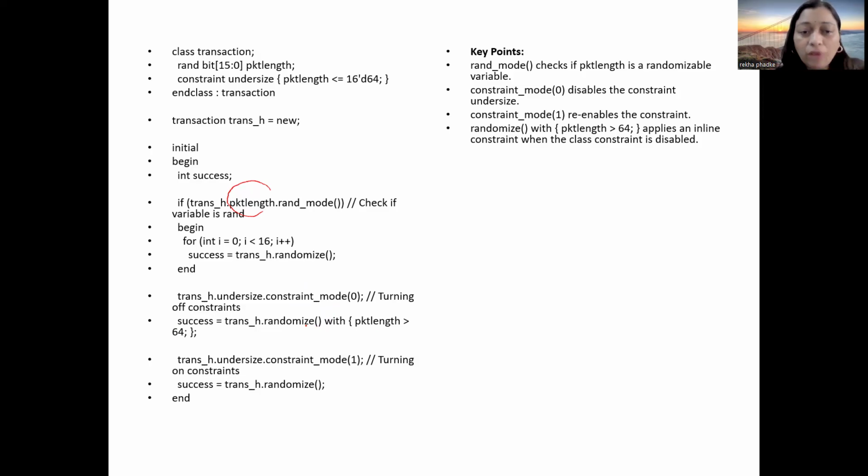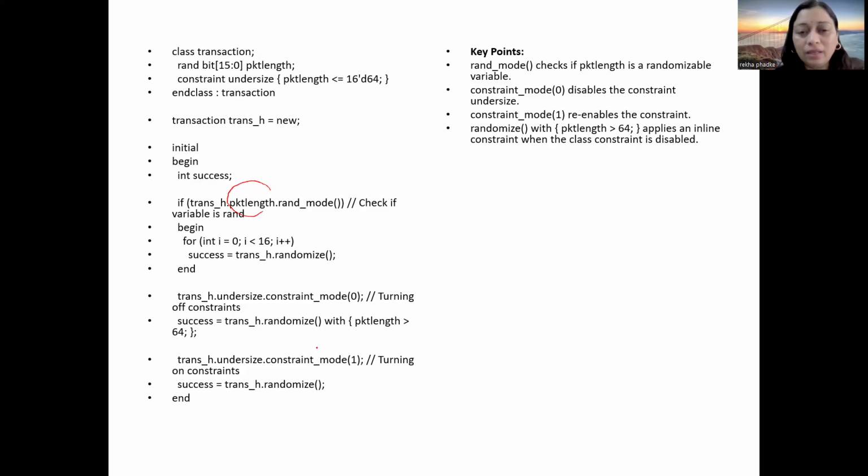I've turned it off, and now I'm giving another property to my packet length. Now I'm saying let it be greater than 64. So I'm using an inline constraint here with the keyword with. Now, whenever I call randomize, then the packet length will have a value between greater than 64 to 65536. Okay, that's what I'm doing.